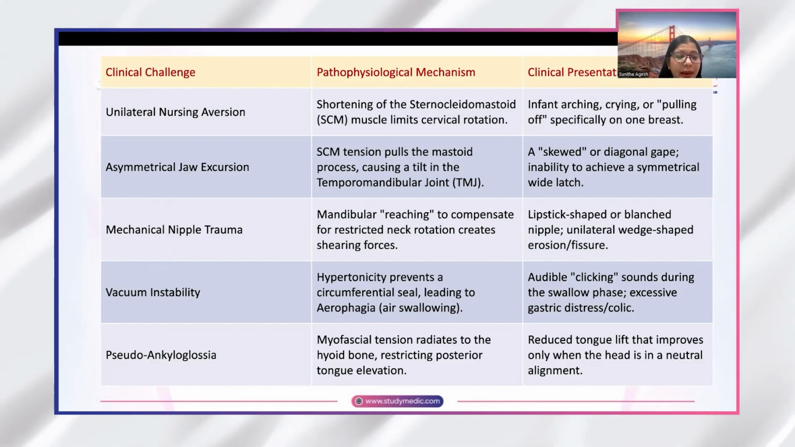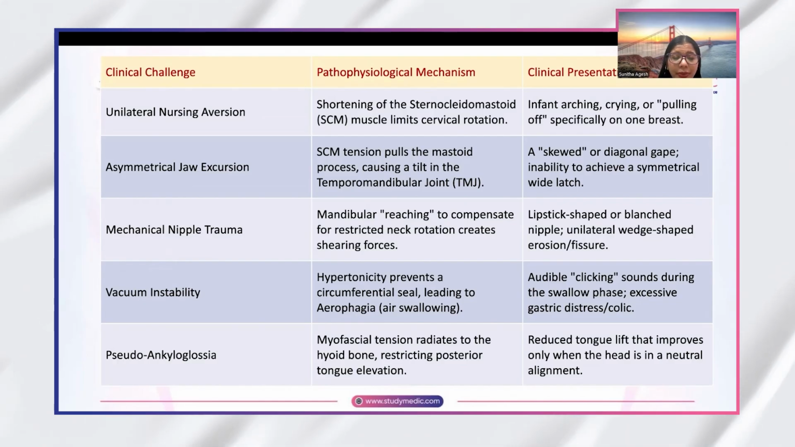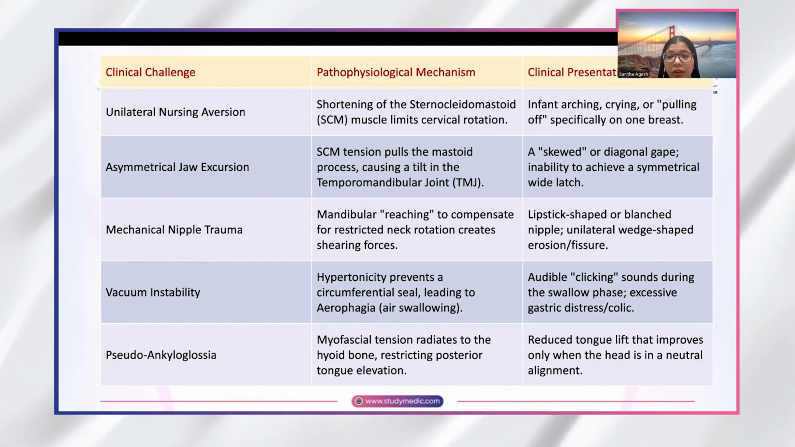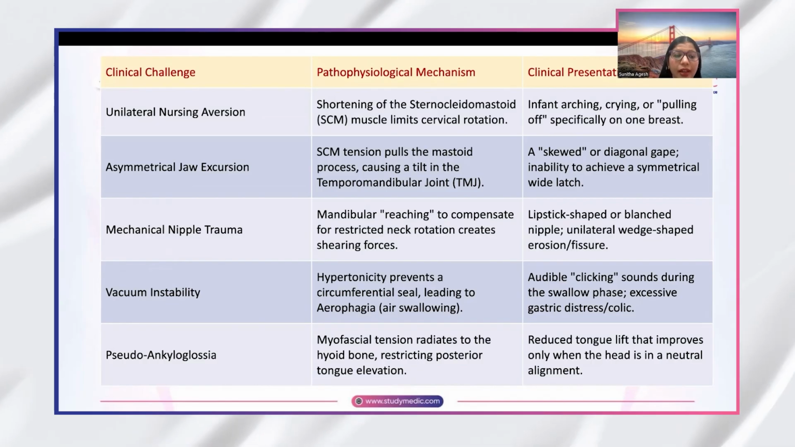The fifth one is pseudoankyloglossia. What's the physiology behind this? Myofascial tension radiates to the hyoid bone, restricting posterior tongue elevation. Because of that, there is reduced tongue lift that improves only when the head is in neutral alignment. That's why we recommend the football position, so that the baby will maintain the neutral position for breastfeeding.